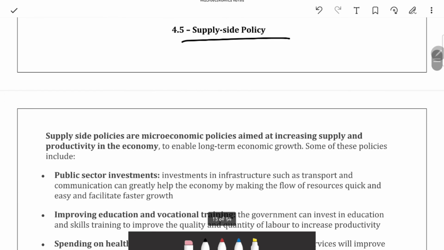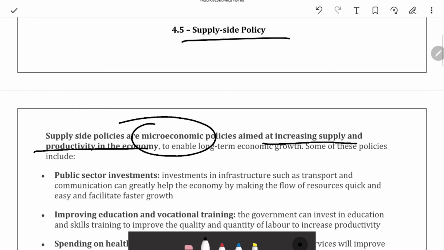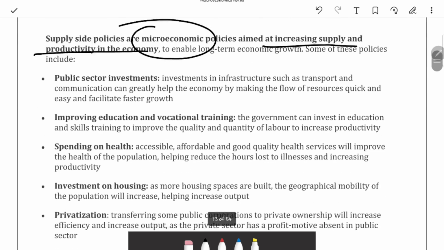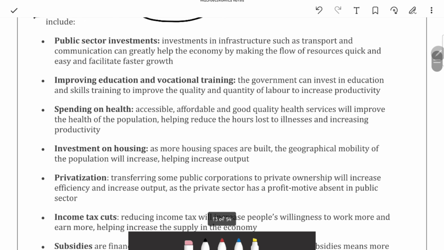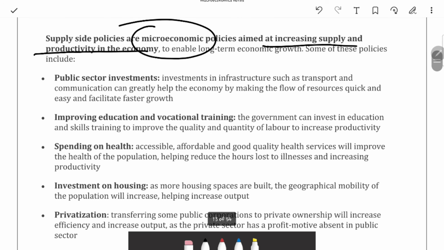So basically the supply side policy focuses on increasing supply and the productivity in the economy, using, as you can see, the macroeconomic aims. In this type of policy, the third policy, you just need to memorize what they do, because in the discuss questions they can say anything related to supply side policy. You just have to state all these points and you would get your marks.